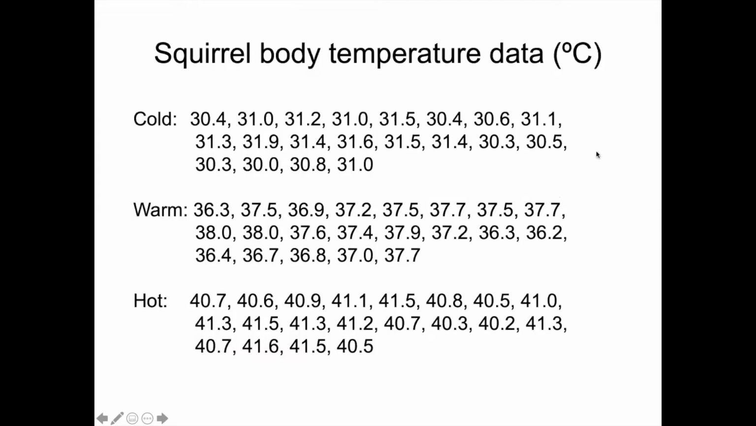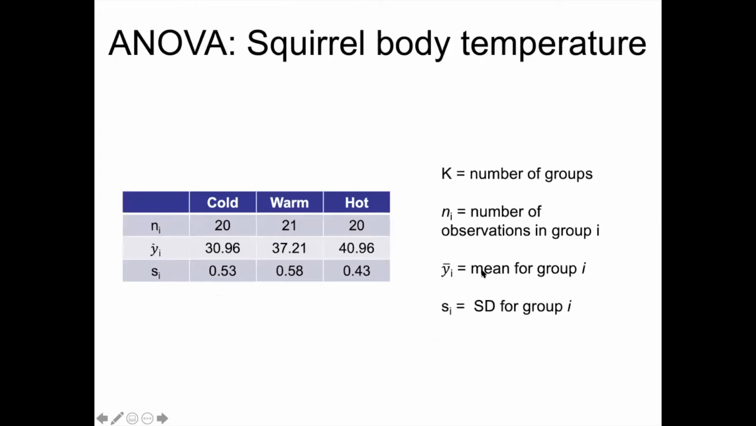So how can we test whether these means are different from one another using an ANOVA? Well, here is what the data look like, where we have 20 observations under cold temperatures, 21 observations under warm temperatures, and 20 observations under hot temperatures. And we can summarize these data using some measurements that you're already familiar with. We have our sample sizes for each of these three samples, our sample means, and our sample standard deviations. Here we have three samples that we're comparing, and so K is equal to 3, where K is the number of samples or the number of groups in our study.